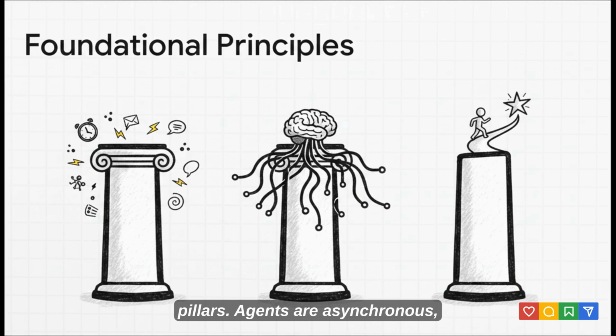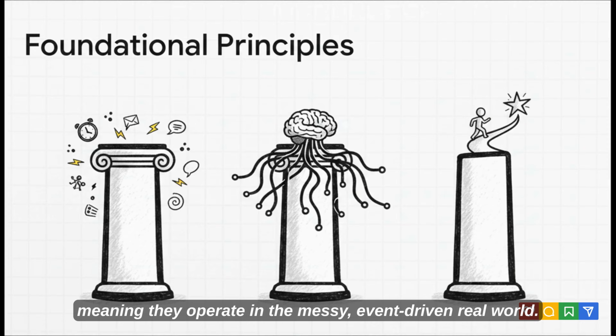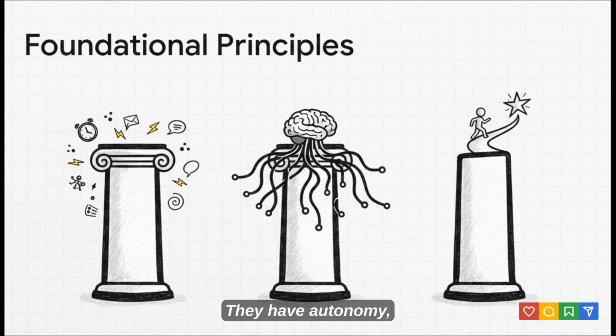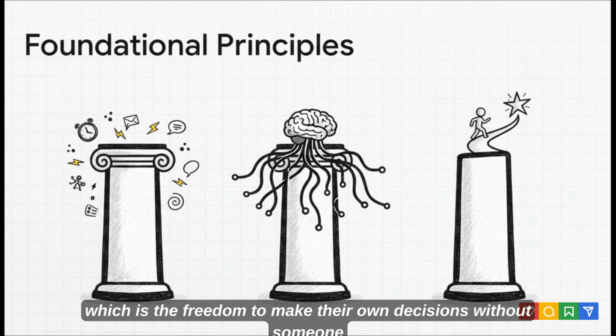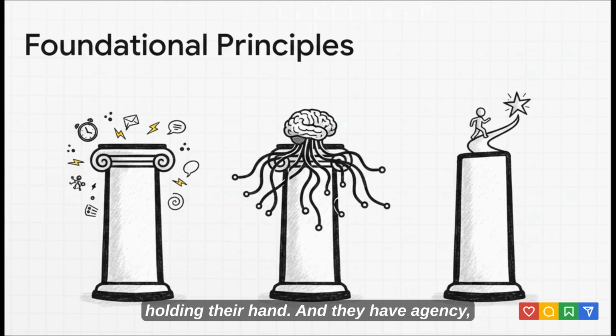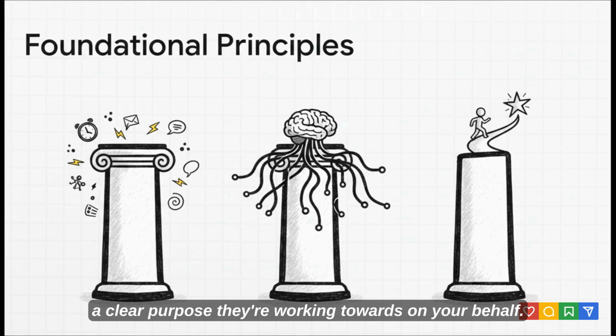And that loop is held up by three foundational pillars. Agents are asynchronous, meaning they operate in the messy, event-driven real world. They have autonomy, which is the freedom to make their own decisions without someone holding their hand. And they have agency, a clear purpose they're working towards on your behalf.